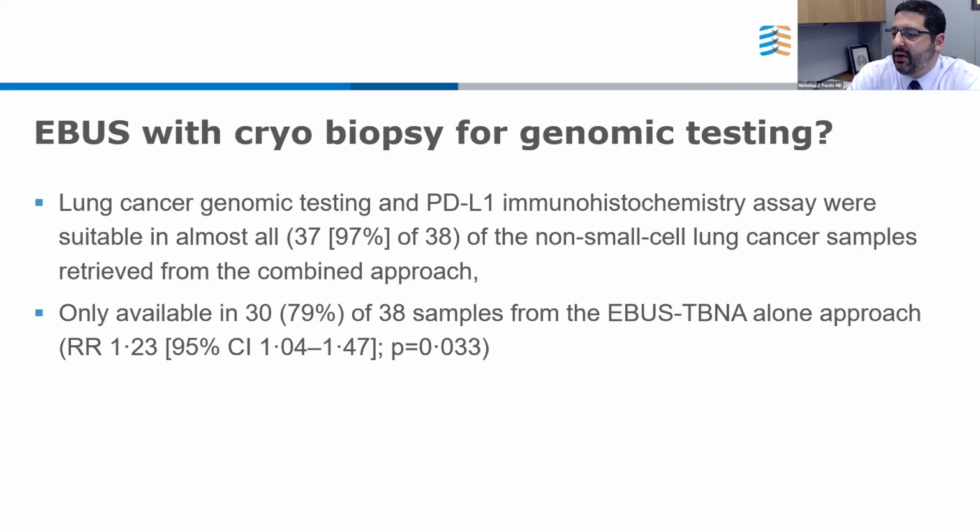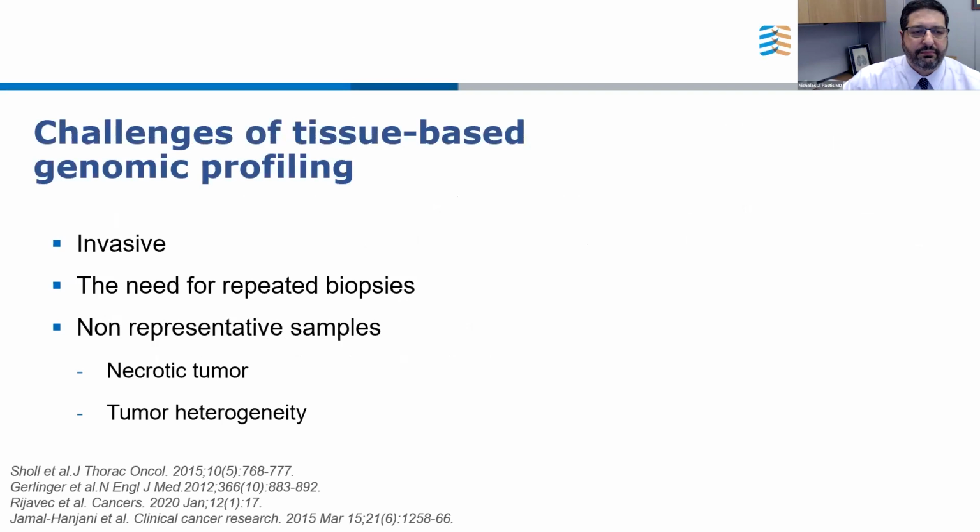And they had a relatively low number of cases where genomic testing was available, 79% when it used the EBUS alone. So again, something to think about, but further evaluation will be needed. So what are some of the challenges that we run into? Why do we struggle sometimes? Why are we not 100%? And what about the patient population makes tissue-based testing such a challenge?